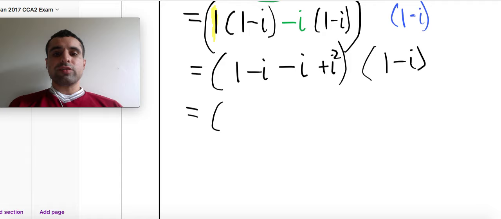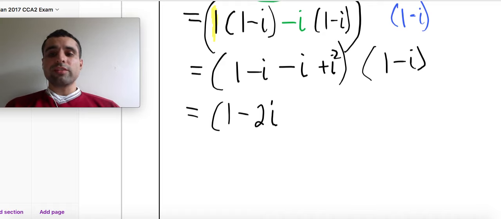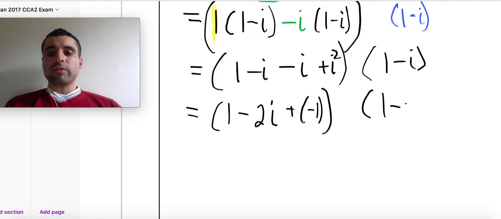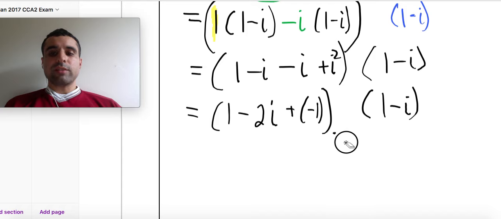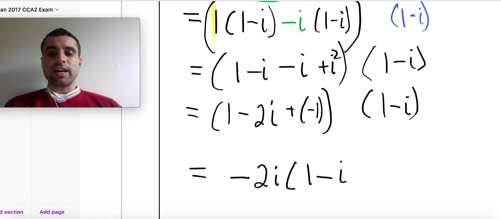Now, in the first set of parentheses, 1 stays as 1. Negative i minus i is negative 2i. i squared is negative 1, so it becomes plus negative 1, all times (1 - i). 1 plus negative 1 is 1 - 1, which is 0. 0 minus 2i is just negative 2i. So I'm going to end up distributing negative 2i. I don't need the parentheses anymore. So this just becomes negative 2i times (1 - i).